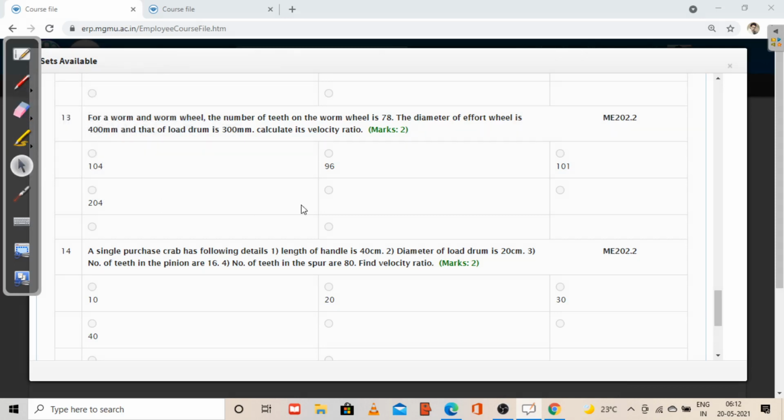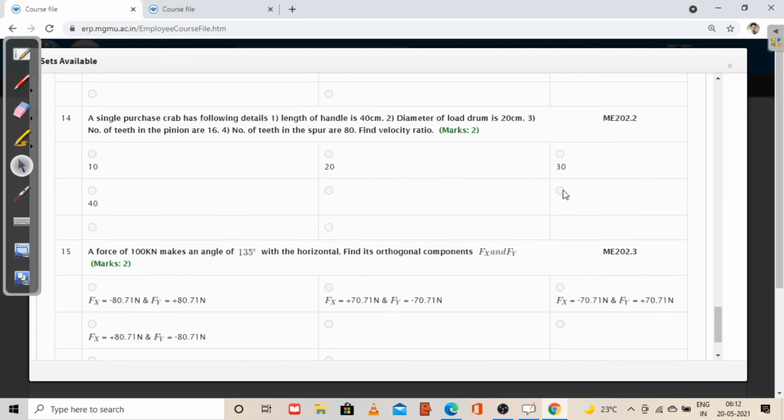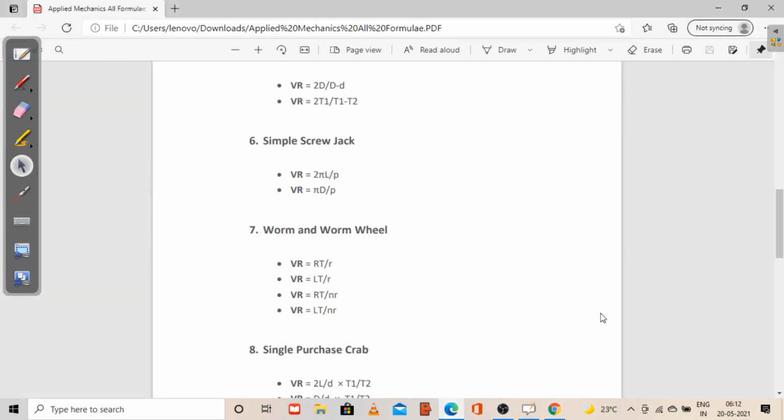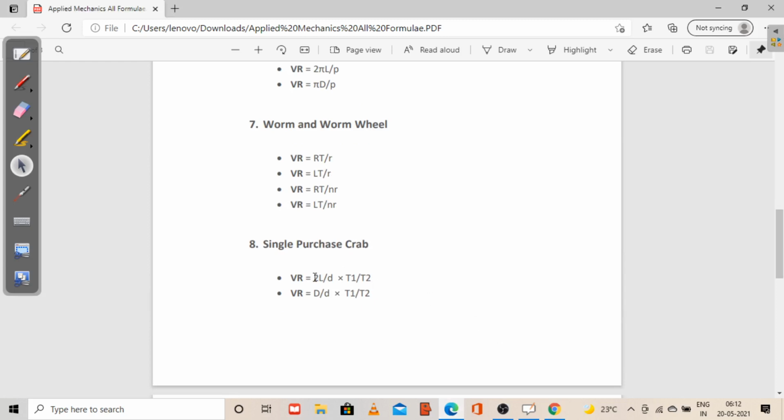Now we'll go for the next question, the 14th question. A single purchase crab has the following details: the length of handle. Since a single purchase crab is given, there will be a lot of given data, so you have to be careful for this. We'll see the first formula. For a single purchase crab there are two possibilities. If effort is applied on the handle, then you have to take the first. If effort is applied on the wheel, you have to go for the second formula.